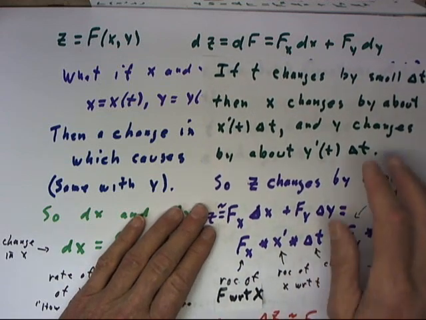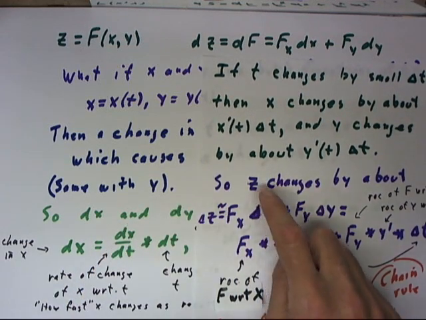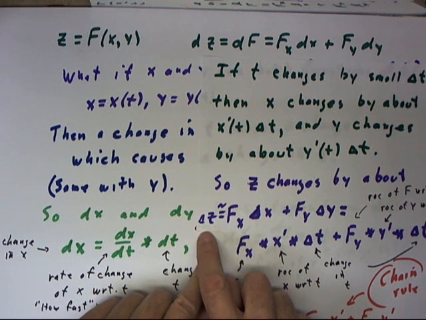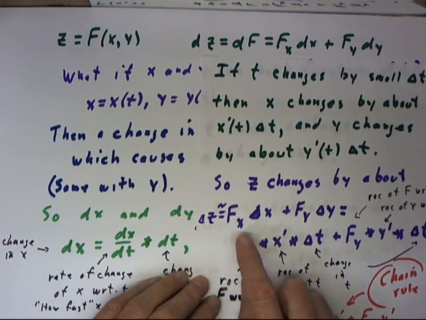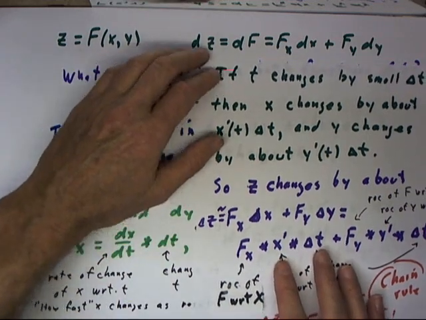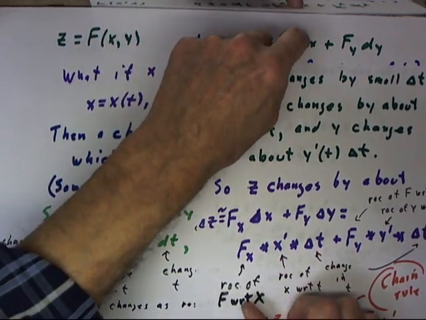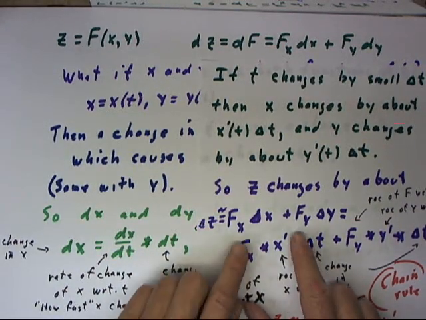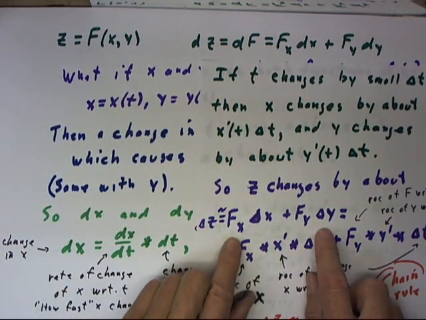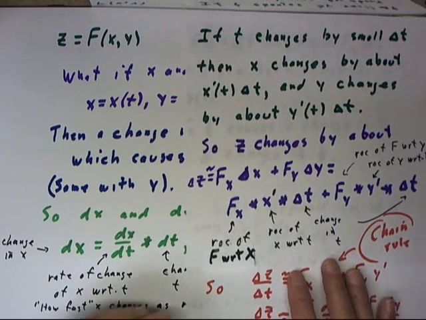Now, what does that do to z? Well, z then has to change by an amount that we'll call delta z, and that's got to be approximately equal to fx times the change in x plus fy times the change in y. Again, something we're pretty familiar with by now.